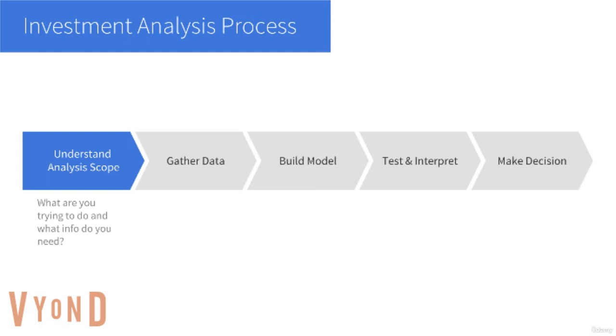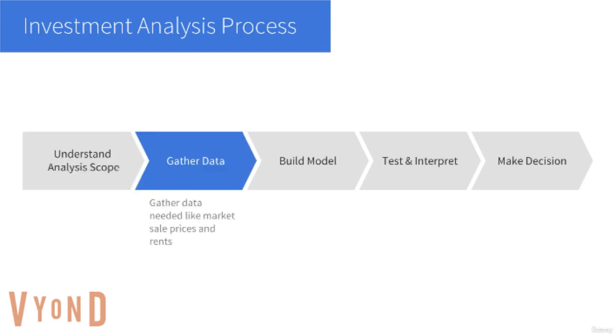So if we break it down into the process, really, it starts with understanding your analysis scope. What are you trying to do and what information do you need in order to conduct the analysis that you're looking for? The next step would be to get the data that you need. Data like market sale prices or market rents from comps, so that you know what similar properties are selling for and can get a pretty good idea of what you should pay. You can get an idea of what the rents are so that you can estimate or assume accurate rents for your analysis, so that you're not over or underestimating it.